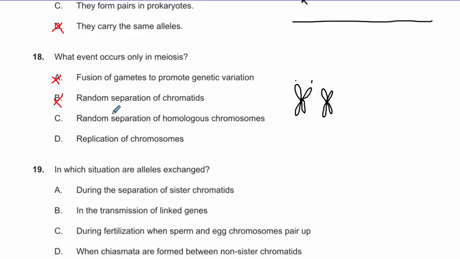Pretend you didn't see the queen. Okay. C, random separation of homologous chromosomes. And of course that is correct. And this happens in meiosis 1.